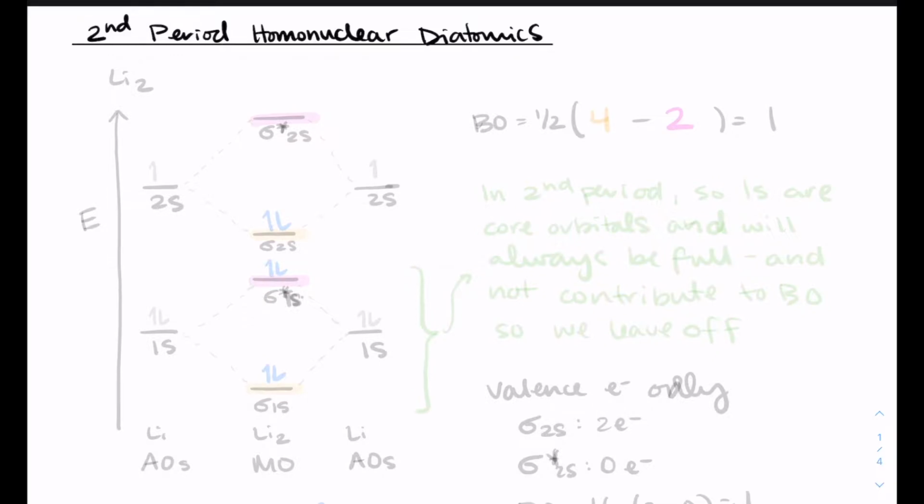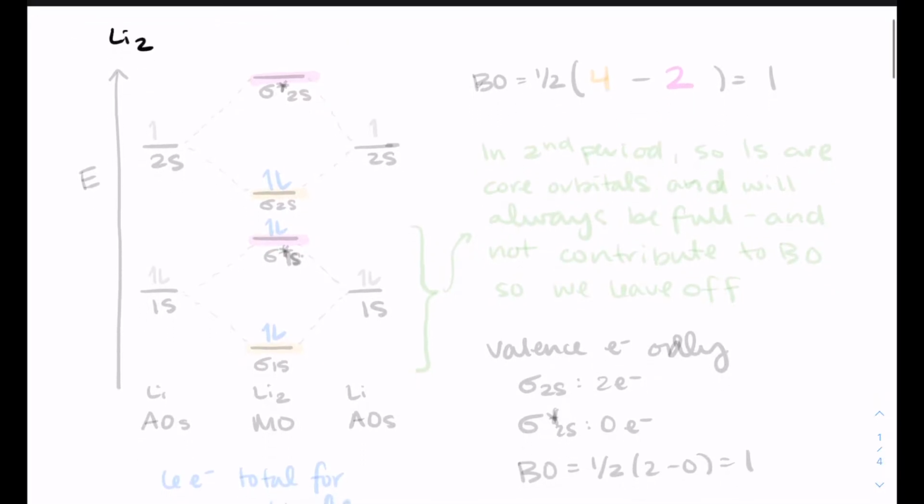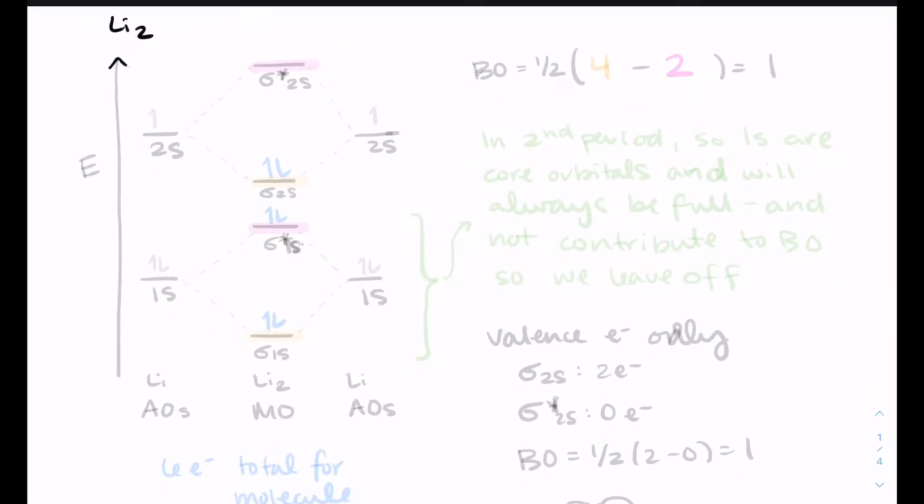So I have my energy label. My column on the left will be my lithium atomic orbitals. On the right will also be lithium atomic orbitals, and Li2 molecular orbitals in the middle. Lithium is in the second period, so it has the 2s and 2p. We'll get to 2p in a minute. We're just going to deal with 1s and 2s because both of those have electrons in them.